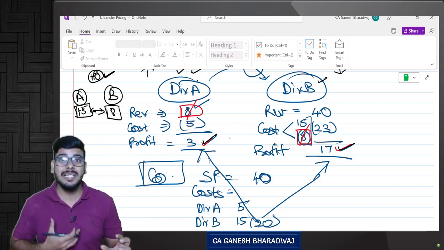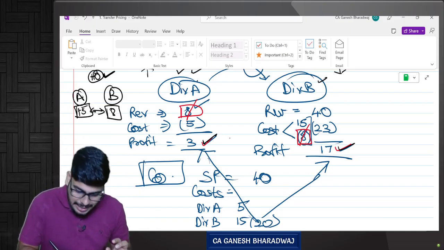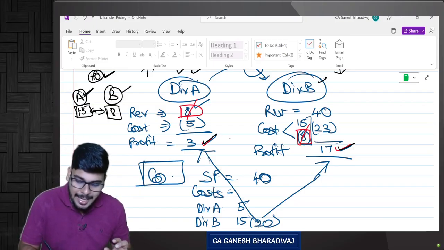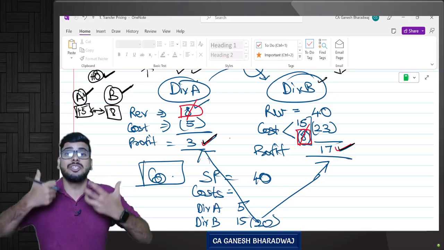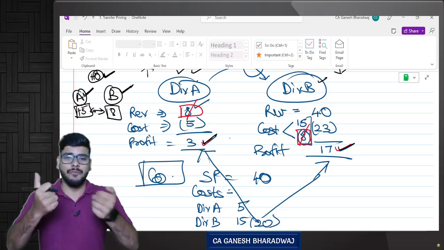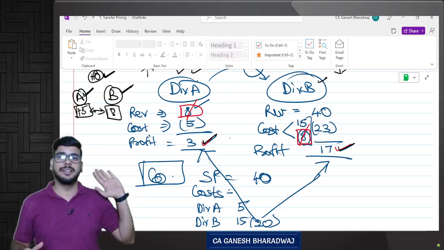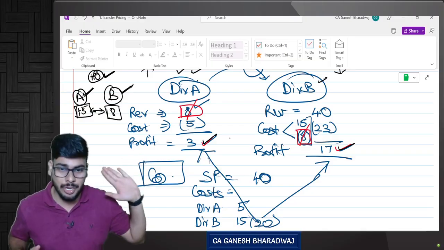Whereas in case of a decentralized organization, certain decisions are delegated to the division level and they are given the full authority. They are given the full authority to take certain decisions on their own. Are you clear with this?